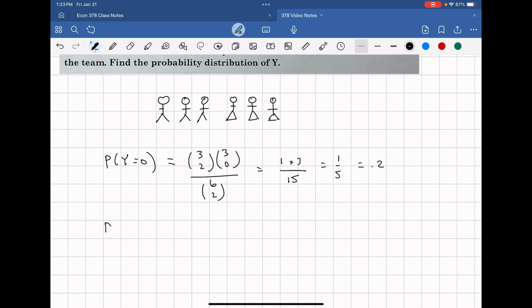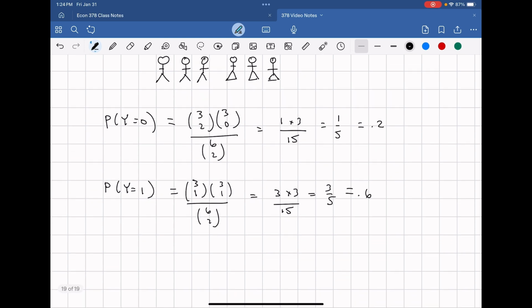Well, if we look at the probability that Y equals 1, which means we have 1 woman chosen, this is equal to, of the group of 3 men, we're only choosing 1, and from the group of 3 women, we're only choosing 1, divided by the total number of possibilities to choose 2 people, and that's 6 choose 2. So this will equal 3 times 3 over 15, or 3/5, which equals 0.6.